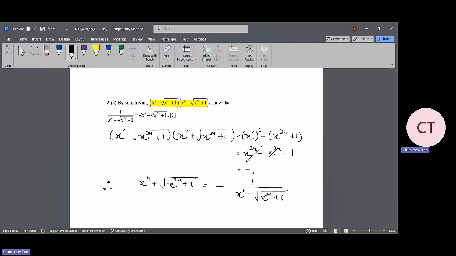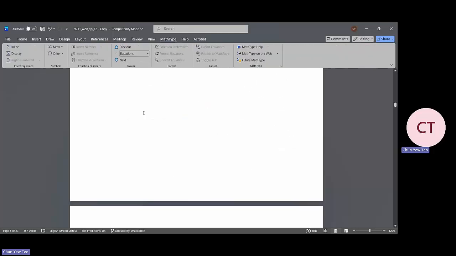But the question is they want to have the negative at the other side. So you can show it in this way. x power n minus the square root of x power 2n plus 1 is equal to the negative of x power n minus the square root of x power 2n plus 1. Shown. That is the answer for number 3A. Then move on. We have 3B.